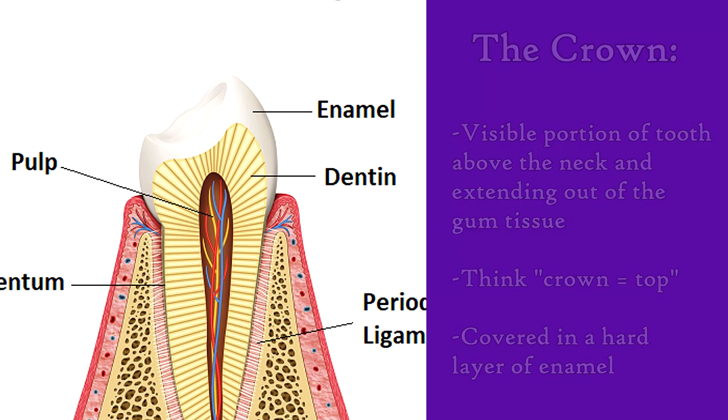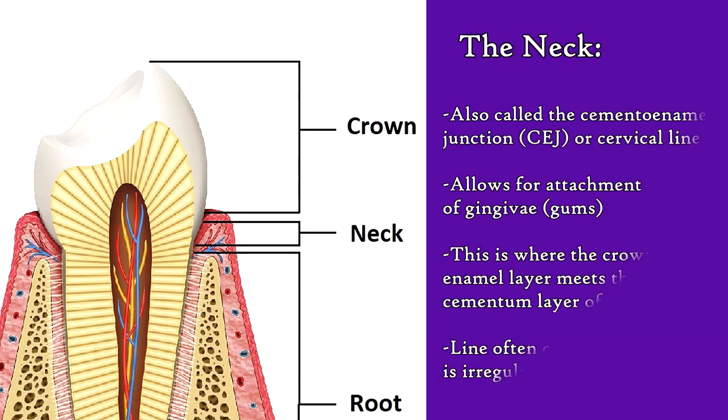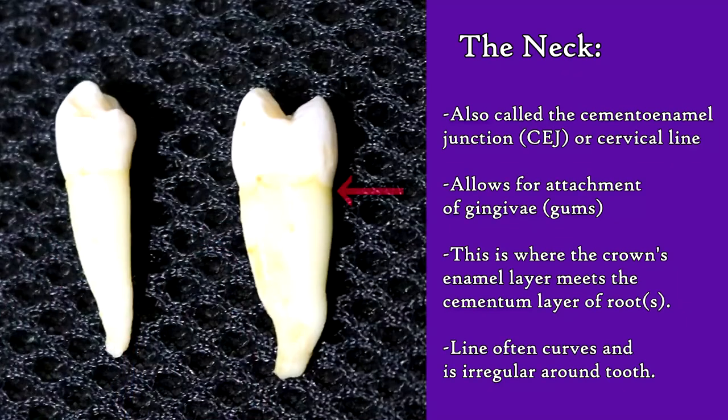pulp chamber and pulp. The neck of the tooth, also called the cemento-enamel junction or cervical line, allows for the attachment of the gingivae or gums to the teeth, and it represents the area where the crown's enamel layer meets the cementum layer covering the tooth's root. You can usually see the visible line of the neck when you look at an extracted tooth.